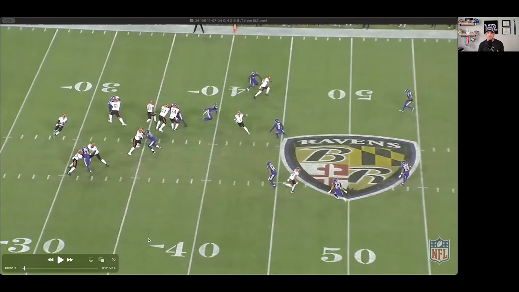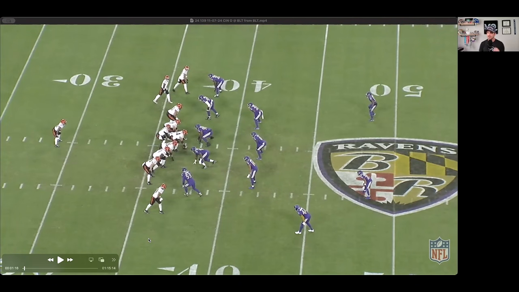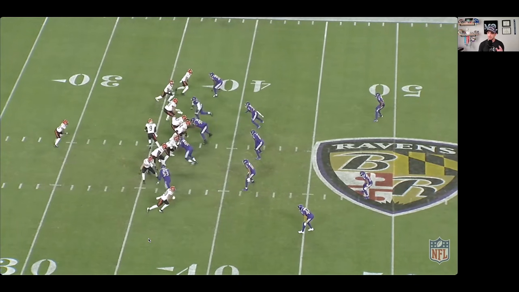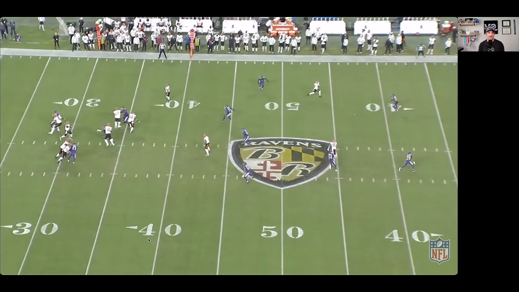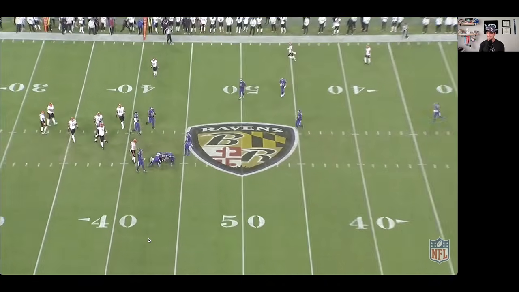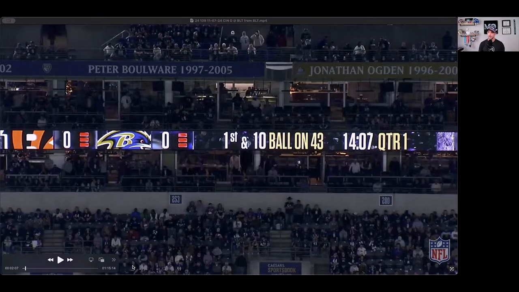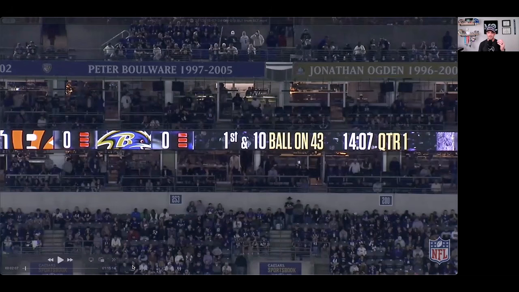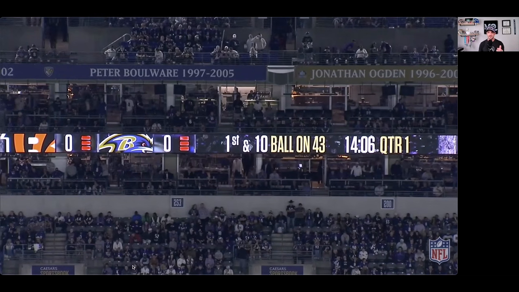And so again, pre-snap, I can have a bunch of different identifiers on whether I think that this is a run or a pass, and we get a play action pass. Again, he throws it right in front of his face. We have a vice tackle in zone coverage. 3rd play in a row. Now we have a 1st and 10. Ball's now on the 43.